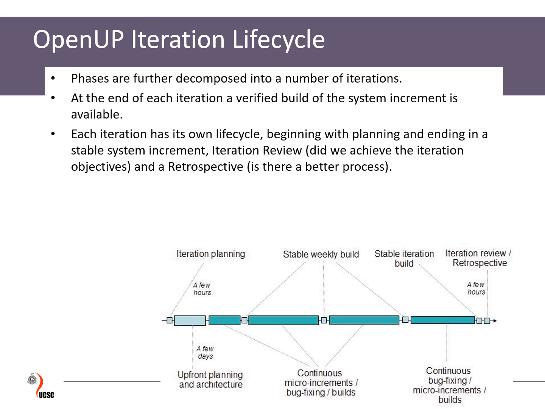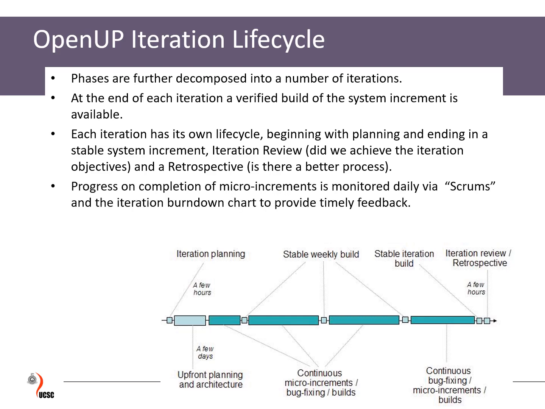So there are several things. A stable weekly build, which people work on. These builds are the outcome of each phase. And then the stable iteration build, the iteration review and retrospective, and continuous bug fixing and micro increment builds. Here it is shown that progress on completion of the micro increments is monitored daily via scrums and the iteration burn down chart to provide timely feedback.